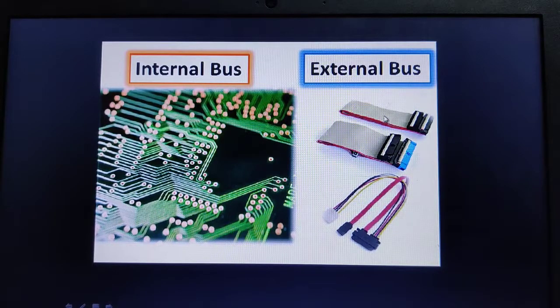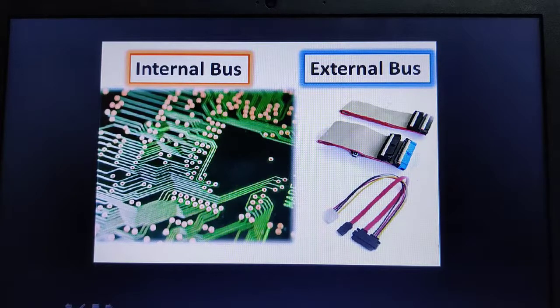Usually this expansion bus handles the slower components of the computer, which is taken care of by the South Bridge chipset, whereas the internal bus will be taken care of by the North Bridge chipset. That is why the system bus is much faster, because it is handling the higher components of your computer system like processor, memory and input output units. Hence the data transfer should be comparatively faster than the expansion bus.